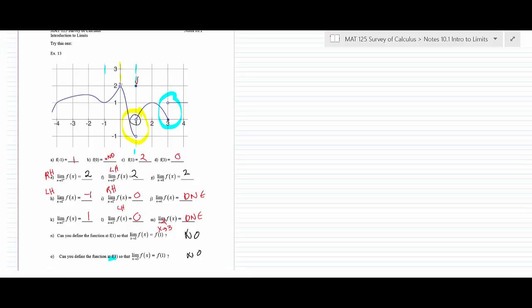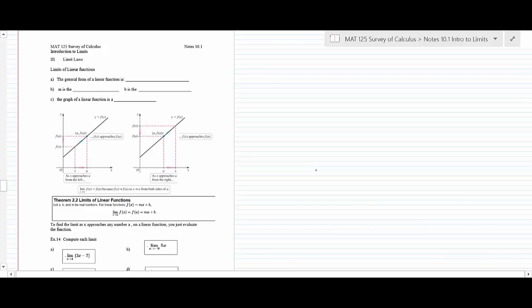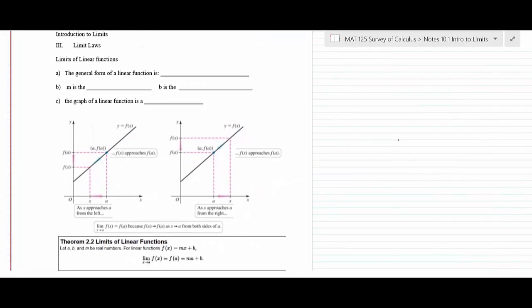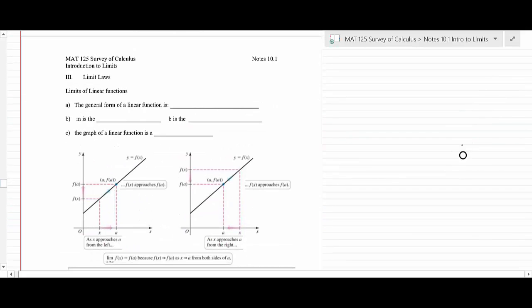Okay, well, let's finish up here. What we're going to do now is get away from graphing and just look at this algebraically. So let's see if we can get through a couple other key things here. We're going to look at the limit of a linear function.